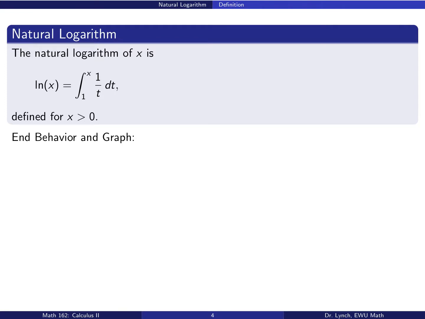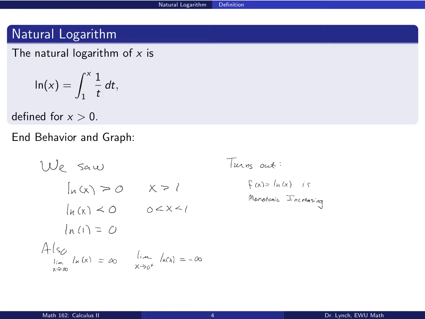Okay, let's go ahead and talk about the end behavior and the graph. We saw that the natural log of x is positive when x is greater than 1, negative when x is between 0 and 1, and it turns out that the natural log of x goes to infinity as x goes to infinity, and minus infinity as x goes to 0 from the right. So finally, it turns out that the graph of the function f of x equals ln of x is always increasing, or we say it's monotonic increasing. So the graph of that function looks like the following.